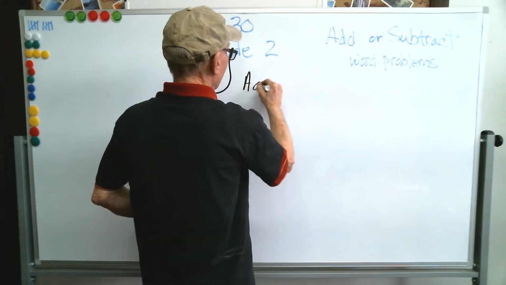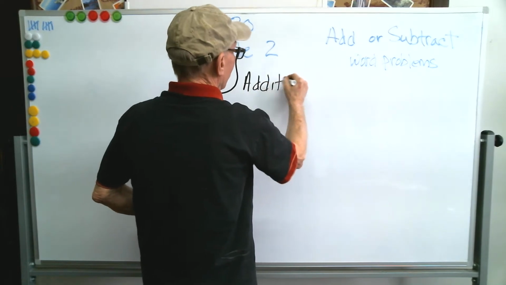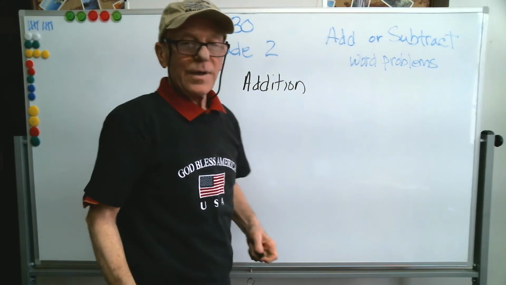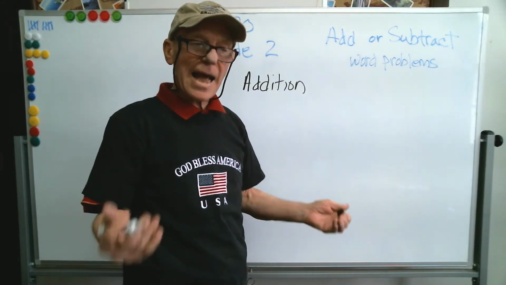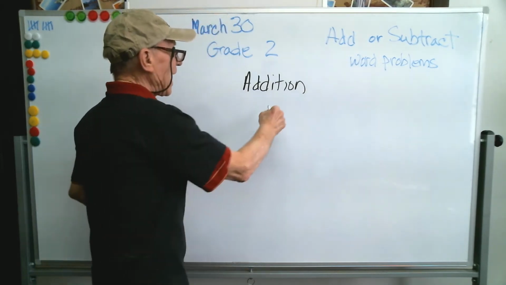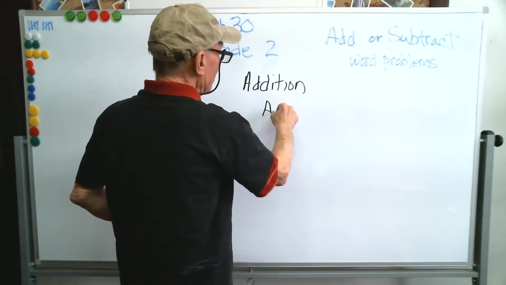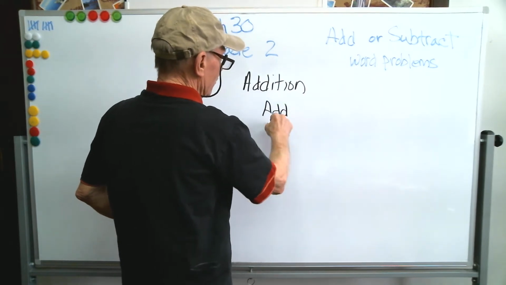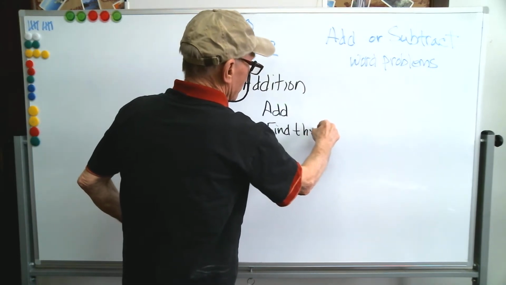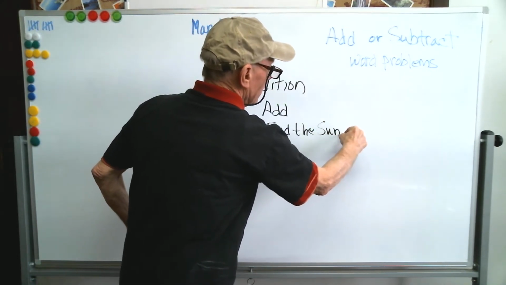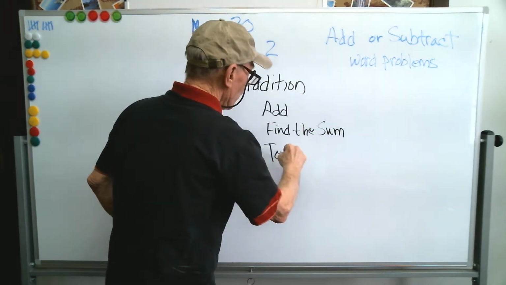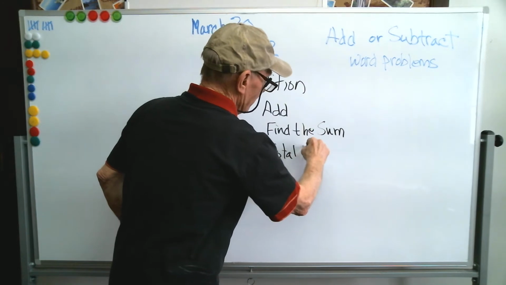Addition. What are the words that would tell us we need to add numbers together? Well, if it's an addition problem, it's going to ask us to add. It's going to ask us to find the sum. It could ask us to total together.